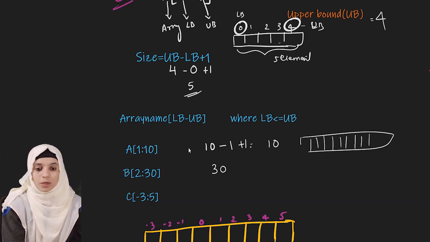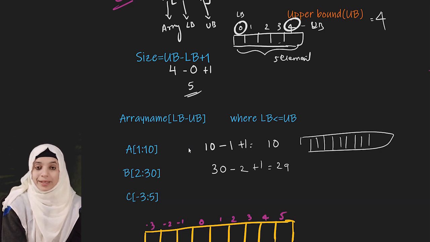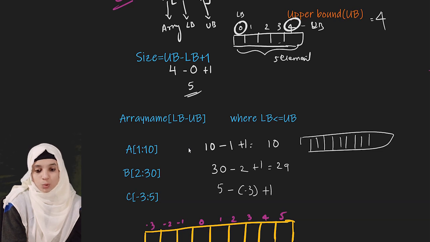This is our lower bound value, which is minus 2, and plus 1. What will be the value? This is 29. This array contains 29 elements. In the C array we have the upper bound as 5 minus of minus 3 plus 1. So this is 8 plus 1, which is 9.